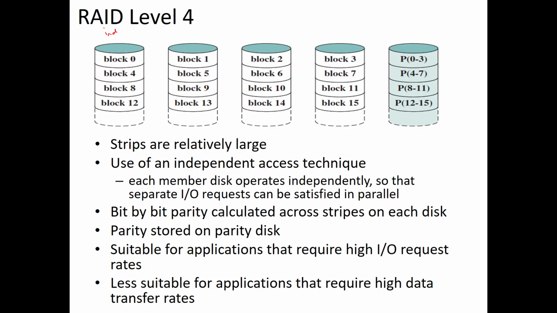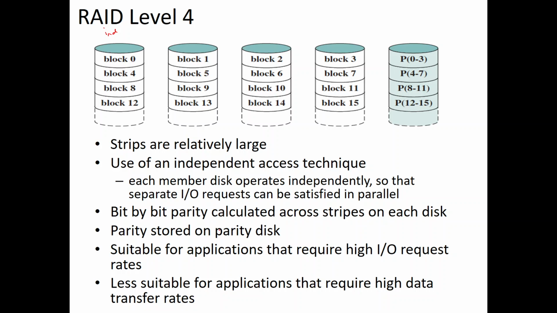So because of this, independent access arrays are more suitable for applications that require high I/O request rate and are relatively less suited for applications that require high data transfer rate. Okay. So kalau kita tengok kat sini, strip tu adalah relatively large.